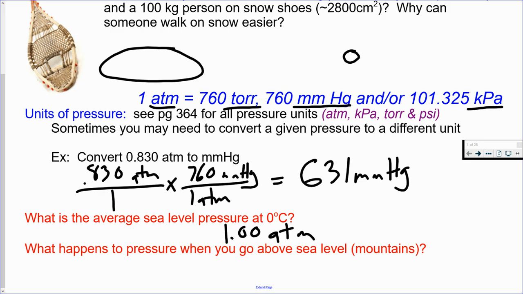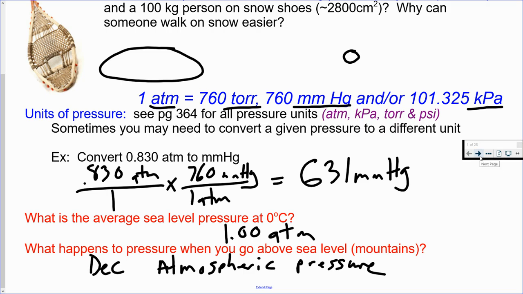So then what happens if I go above sea level? What if I go into the mountains? Will there be more atmospheric pressure or less atmospheric pressure? Well, it decreases. Atmospheric pressure decreases. And if you think about it, when you go up the mountains, there is less atmosphere above you pushing down. So if there's less atmosphere pushing down, there's got to be less pressure overall.